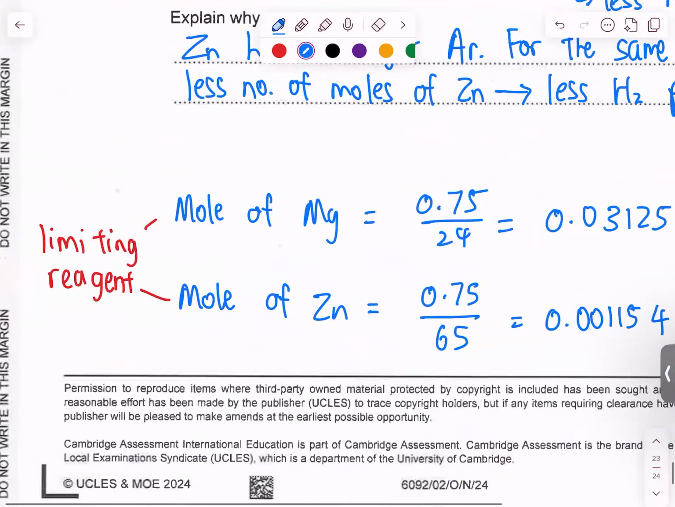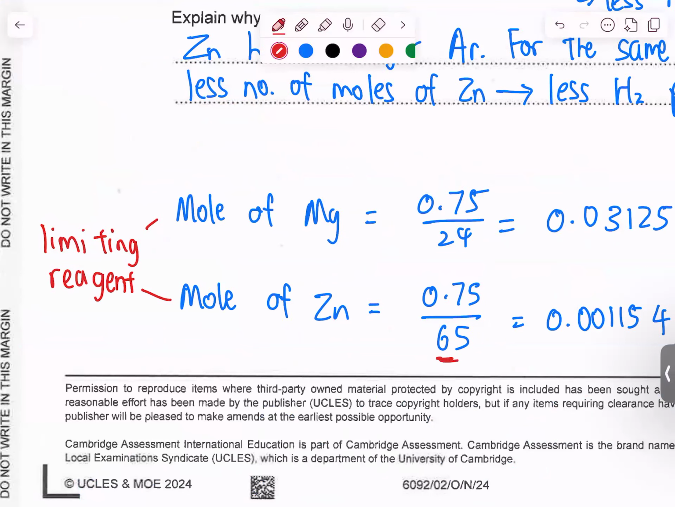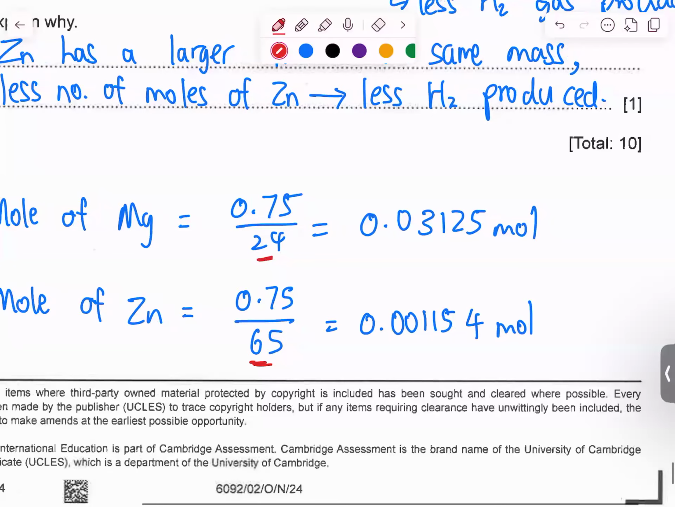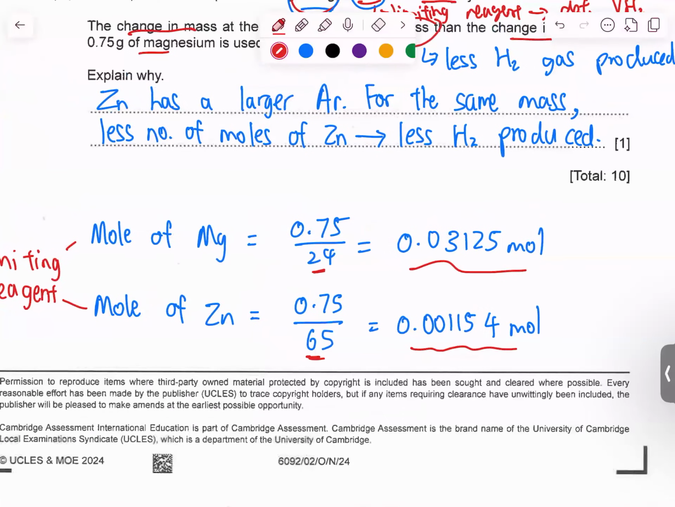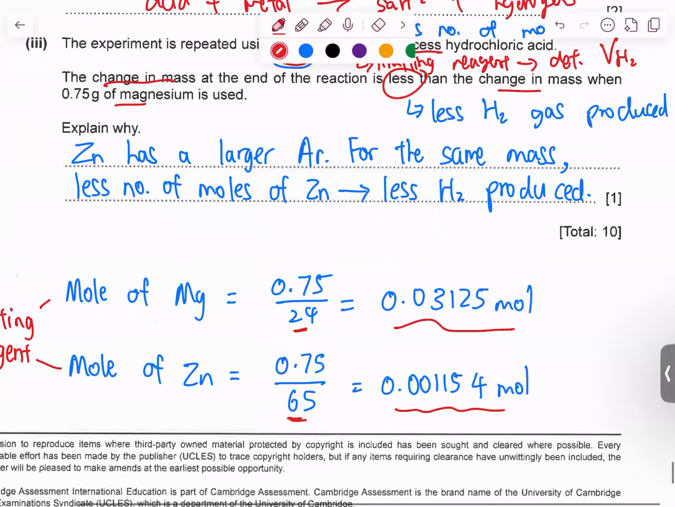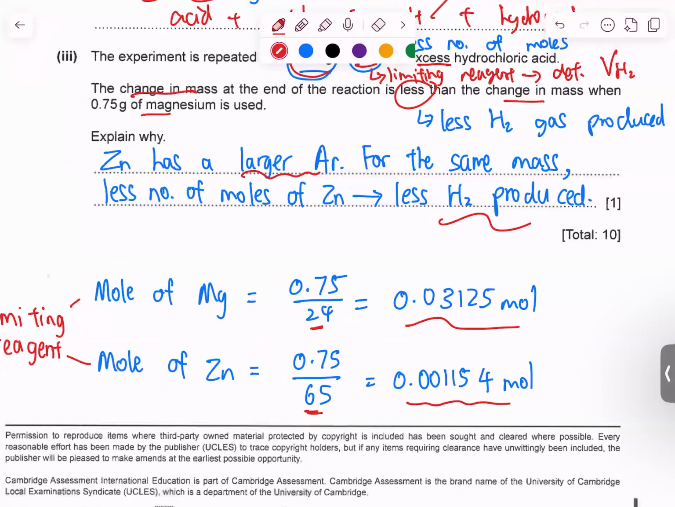The atomic mass of zinc is 65, for magnesium it is 24. So at the same mass, the number of moles of zinc will definitely be less than magnesium, right? And therefore, having a larger relative atomic mass, for the same mass, there will be less number of moles of zinc, and therefore there will be less hydrogen gas being produced. Okay?